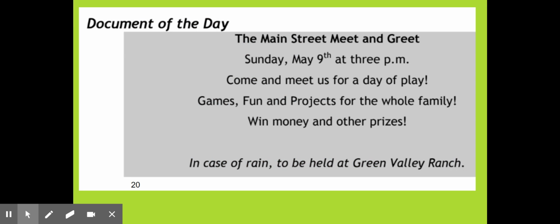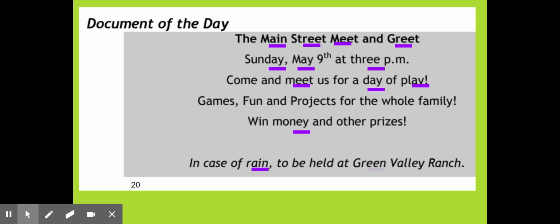So we'll start with the document of the day, and in here there's a lot of digraphs. So we might have main, street, meet, and greet, right? So there's two vowels making one sound. Take a minute, go through it, underline the rest of the digraphs yourself or identify them, and then in the slide deck, the answers will pop up there for you.